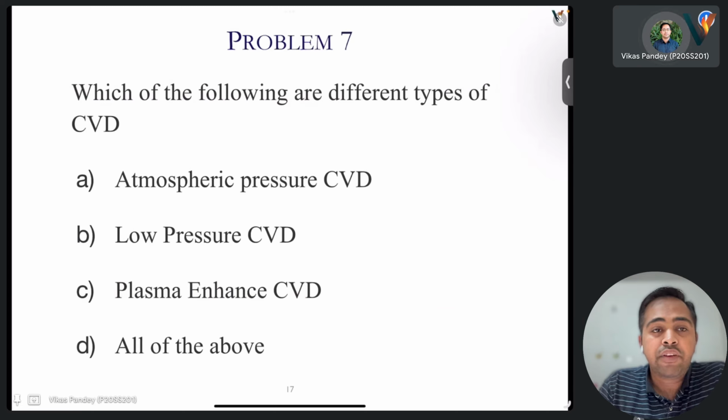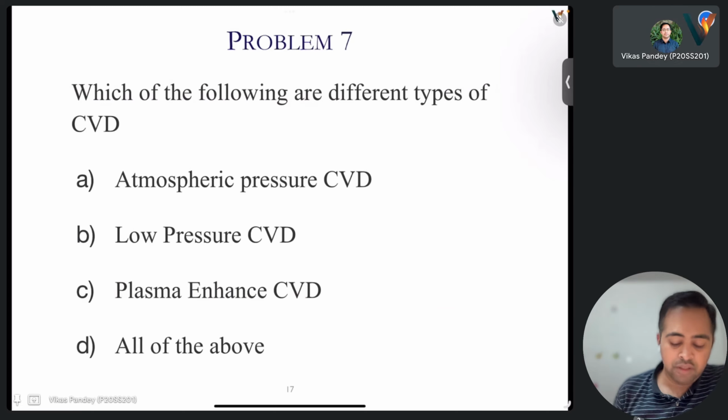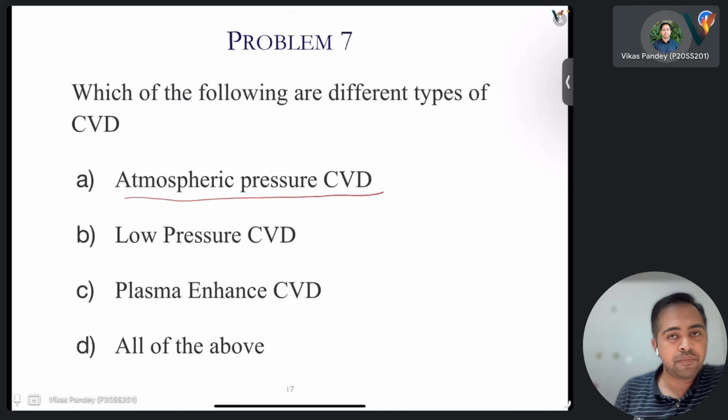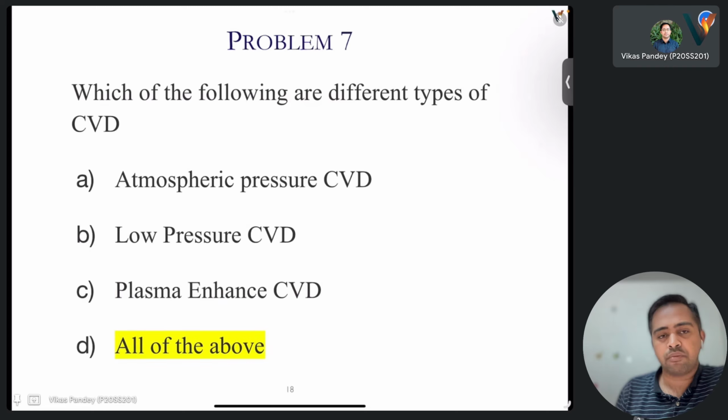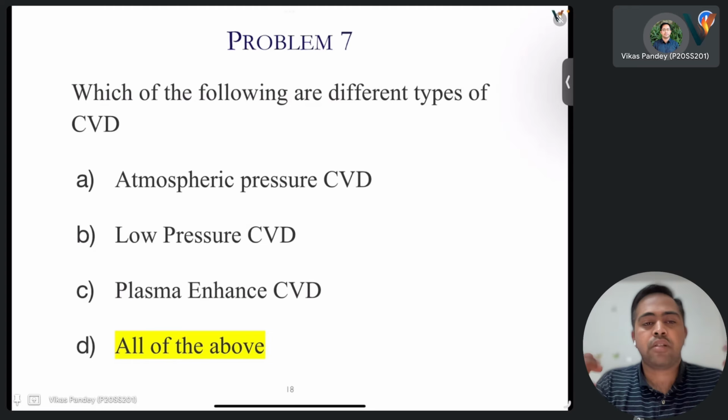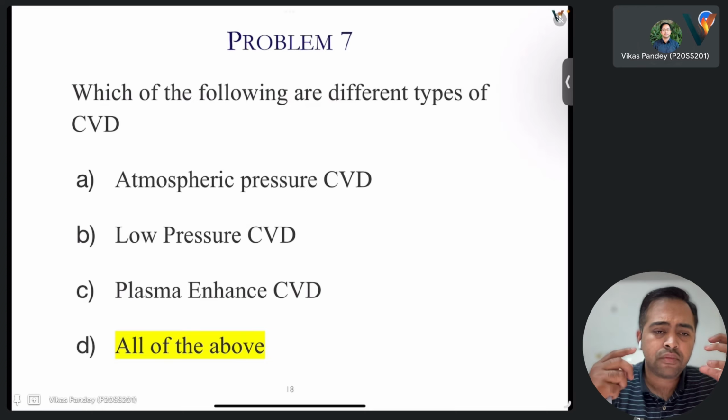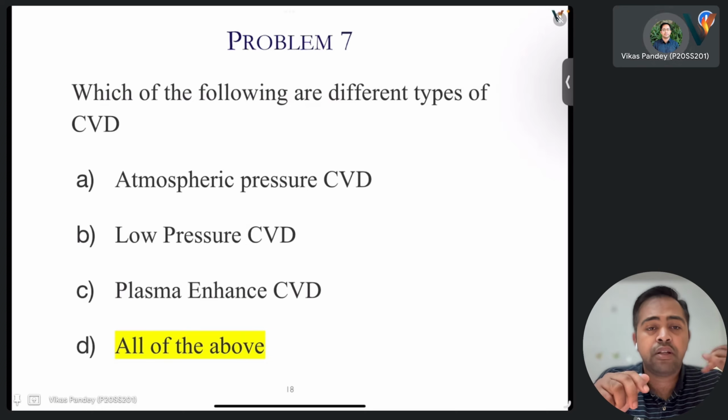Which of the following are different types of CVD? Atmospheric pressure CVD, like I talked, low pressure CVD. In fact, we have discussed this also. Plasma enhanced CVD, or all of the above. So all of these are types of CVD. Atmospheric pressure CVD is in which we just do these reactions at atmospheric pressure. We are not creating any low or high pressure.